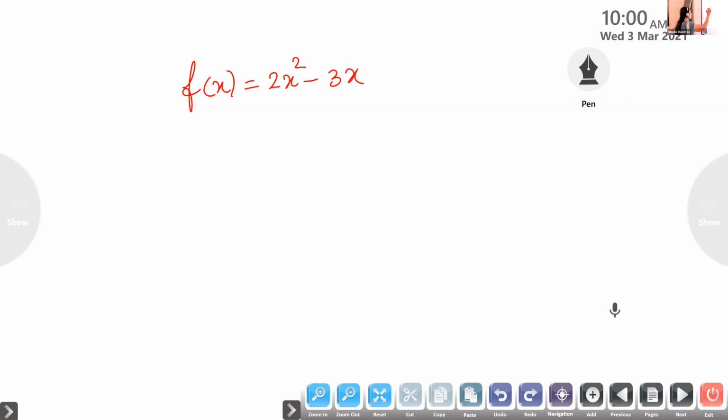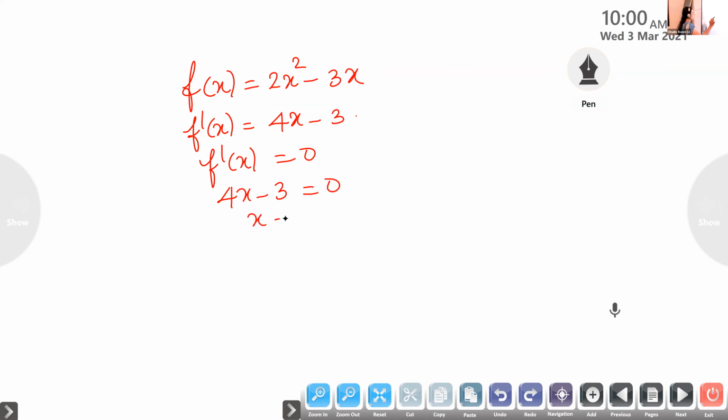So you find what is f dash of x. What is f dash of x here? 4x minus 3. Now listen, children, here we want to find the interval. So whenever you are asked to find the interval, equate it to 0. So 4x minus 3 is 0. So what is the value of x? Will it be 3 by 4?